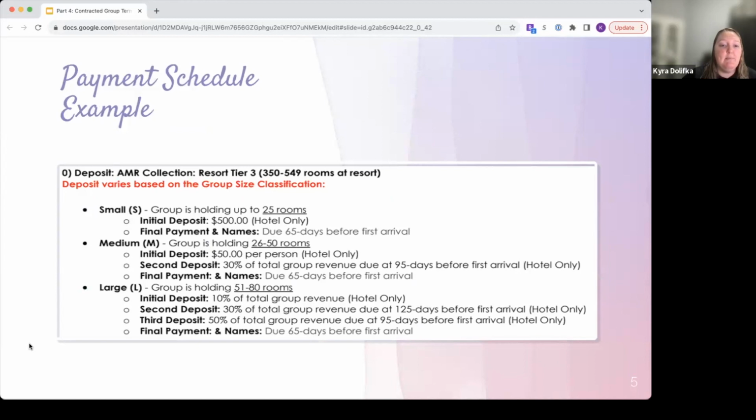So let's look at an example here, okay? This resort is an AMR resort. They have different policies and different payment schedules based on the number of rooms the group was holding in this example. So up here, we first have the small rooms. This is a group that's holding up to 25 rooms, okay? So at this resort, if the group was holding 20 rooms, they'd fall under the small size, and their initial deposit is $500, okay? So a flat amount. The final payment is due 65 days before first arrival.